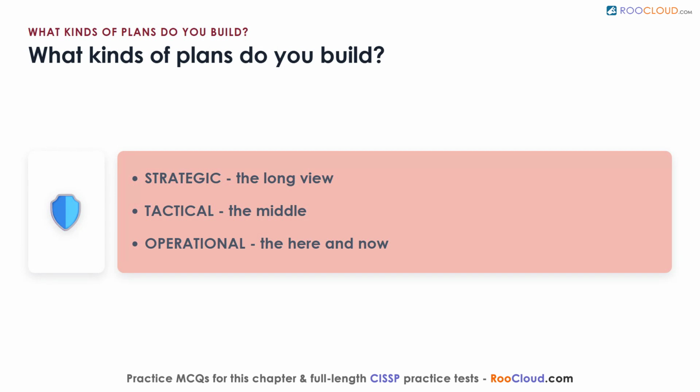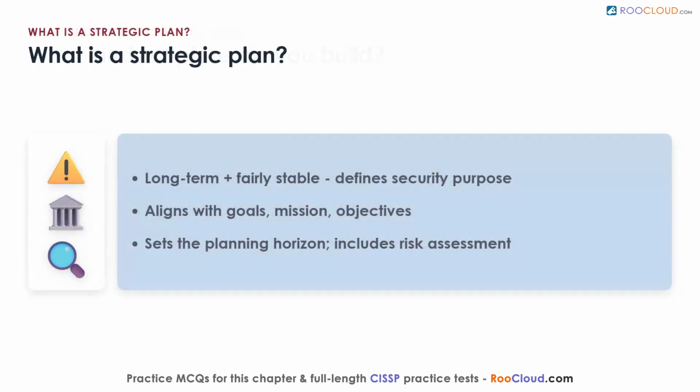Think of planning a road trip. You pick the destination, then the route, then the turn-by-turn directions. Let's walk through each. What is a strategic plan? It is the long-term, fairly stable plan that defines your security purpose. It aligns the security function with the organization's goals, mission, and objectives, and it sets your planning horizon.